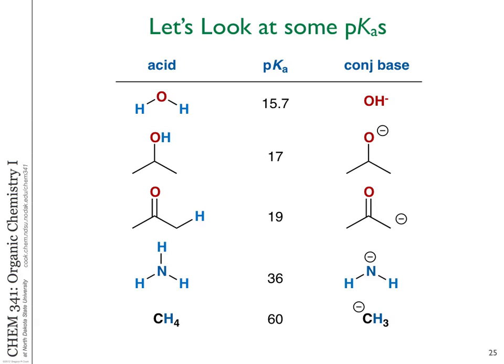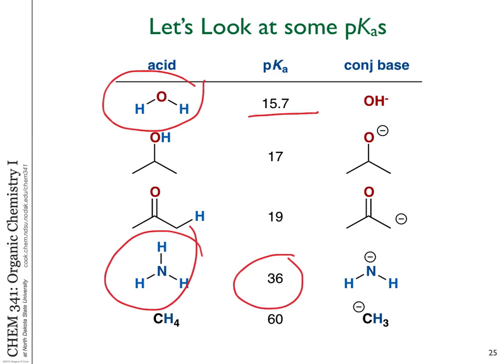Okay, so let's think about this now in terms of that reaction of NH2 minus and water. Well, you can see now why that equilibrium, or that water, acts as an acid instead of a base. Look at the pKa of water here is 15.7, and the pKa of ammonia is 36.